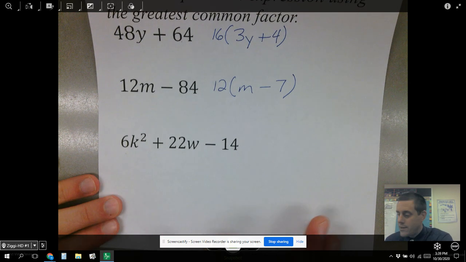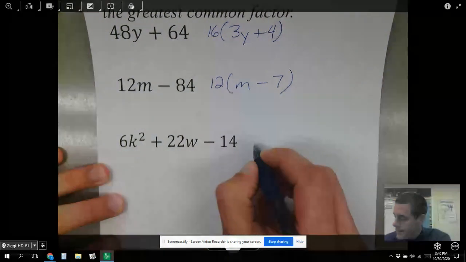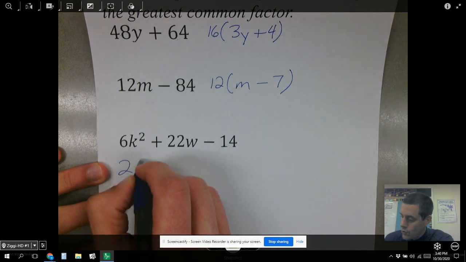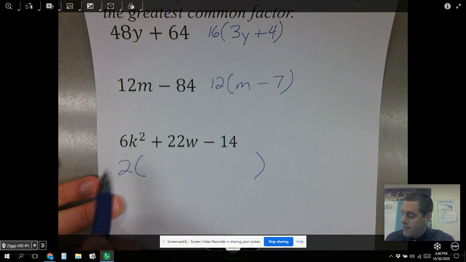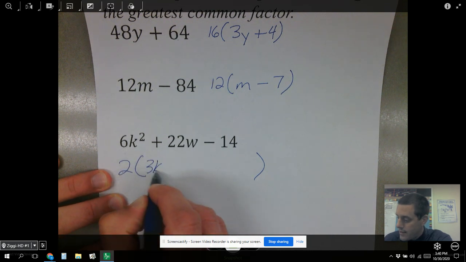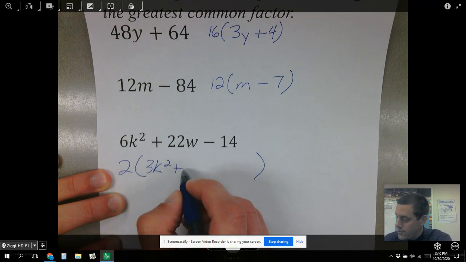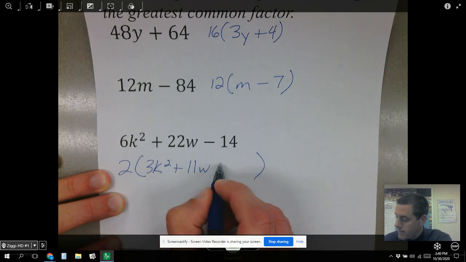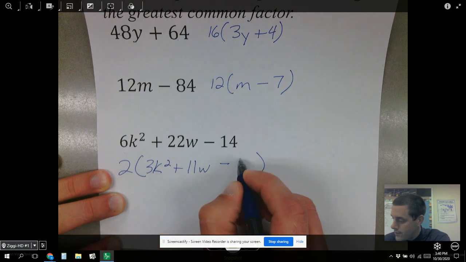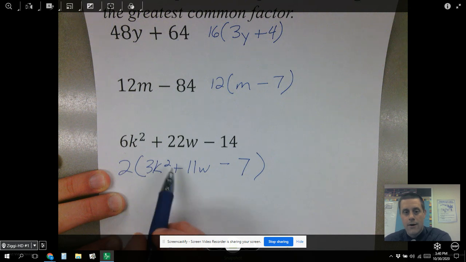Last expression, we have 3 terms. The greatest common factor of 6, 22, and 14 is 2. 2 will become my coefficient. If I factor a 2 out, 6k to the second power divided by 2 is 3k to the second power. I drop my plus sign. 22w divided by 2 is 11w. Drop my minus sign, and 14 divided by 2 is 7. Final answer, 2 times the quantity of 3k to the second power plus 11w minus 7.